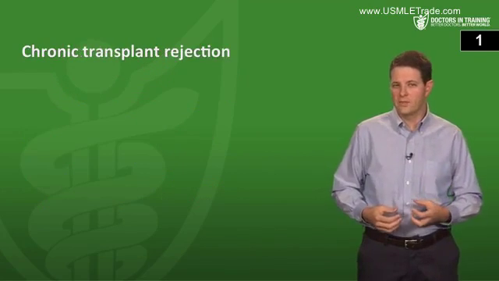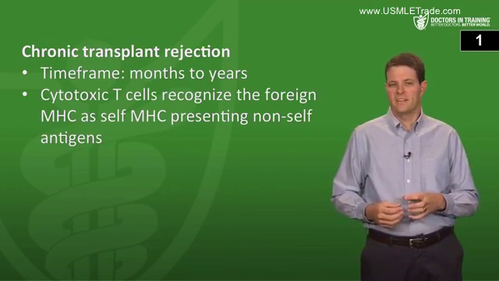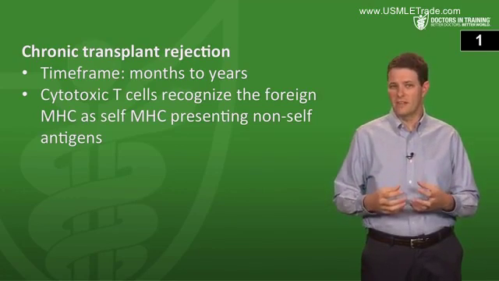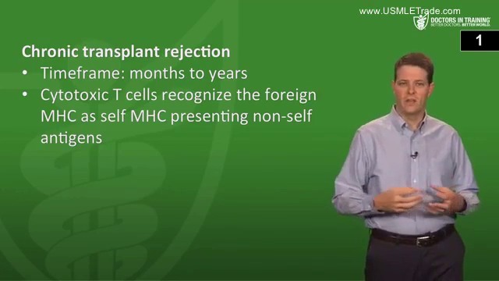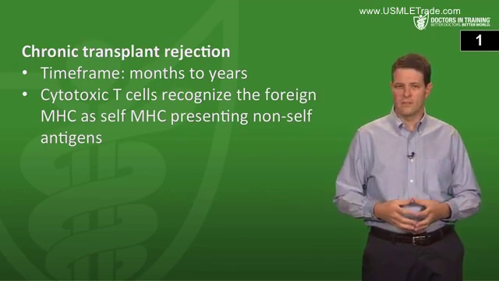And then chronic transplant rejection takes months to years to develop. And this is where those cytotoxic T cells now begin to think that the foreign MHCs are actually self-MHCs that are presenting non-self antigens, and they start to attack. And this is more of an insidious, irreversible process.